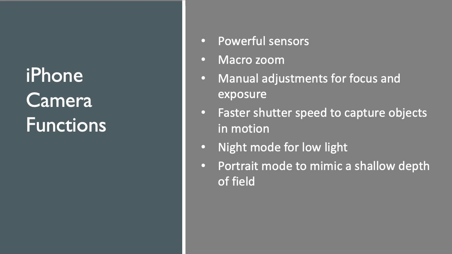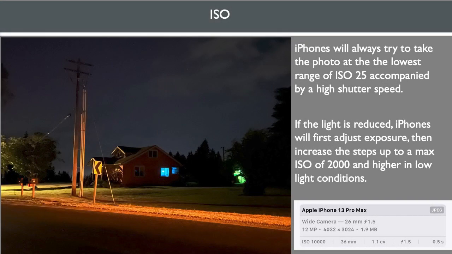Powerful sensors, the ability to zoom in at a macro level, manual adjustments like focus and exposure, faster shutter speeds to capture objects in motion, night mode for better shots when it's dark outside, and portrait mode to mimic a shallow depth of field. You can't manually set the ISO on an iPhone without the use of an app, such as those recommended in this presentation. The iPhone camera app handles automatic ISO controls well, however.